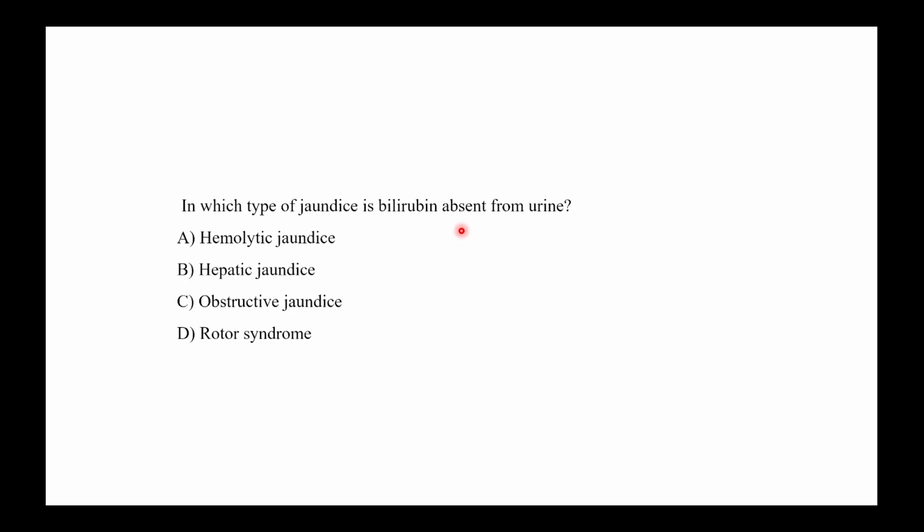In which type of jaundice is bilirubin absent from urine? Hemolytic jaundice, hepatic jaundice, obstructive jaundice, or Rotor syndrome? The correct answer is hemolytic jaundice. That is option A.